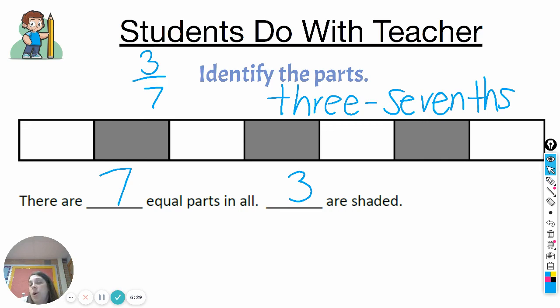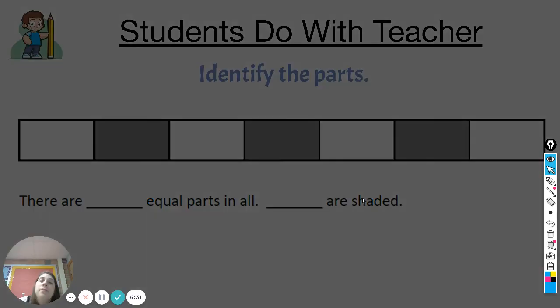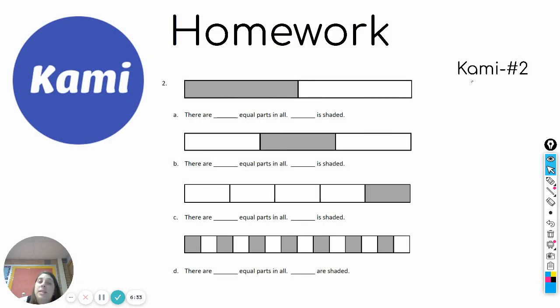Okay, let's take a look at the homework that you're going to be doing today. It is a CAMI assignment. You are only doing number 2, which looks like this here. It's got 4 different fraction strips. You need to count how many equal parts there are in all, and then how many of those parts are shaded. Okay, and bonus points if you also write that as a fraction over to the side. Go ahead and get started.